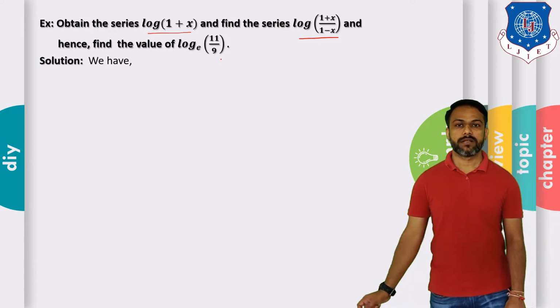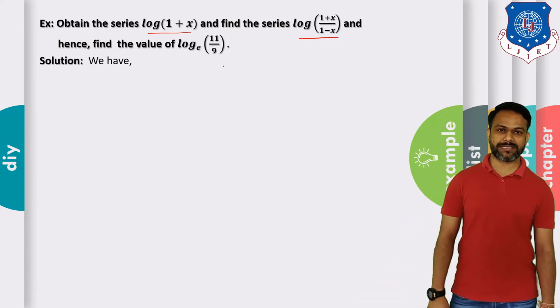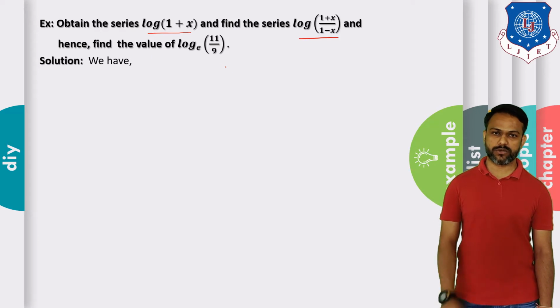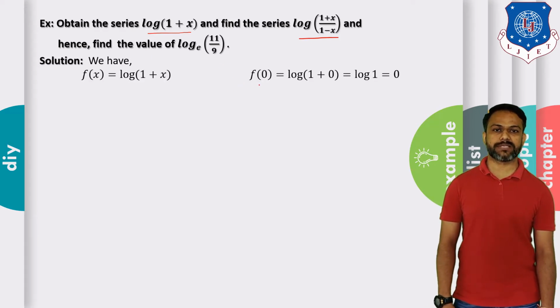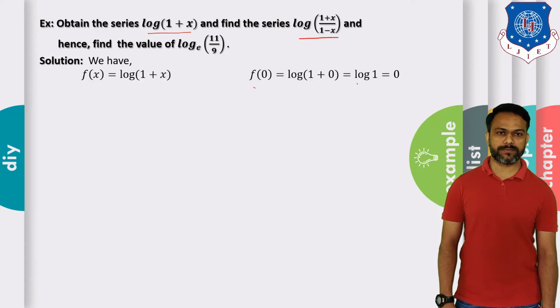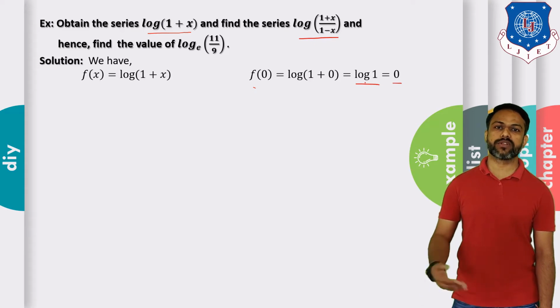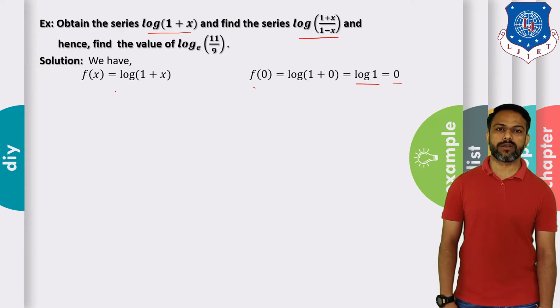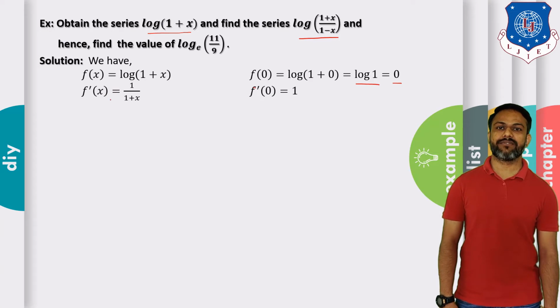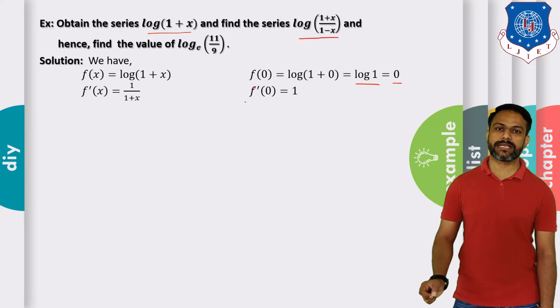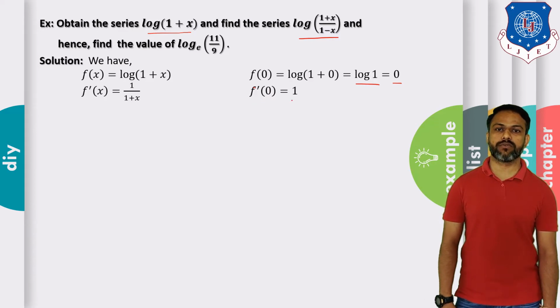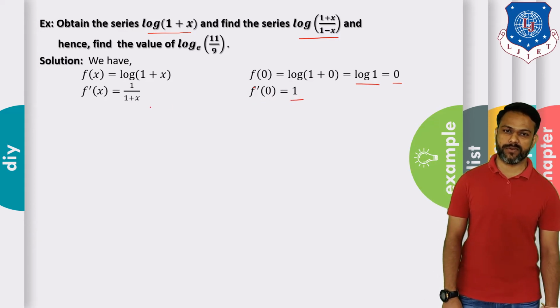We have f of x is equal to log 1 plus x. Put x is equal to 0. So log of 1 plus 0 is equal to log 1, which is 0. Now differentiation of log 1 plus x is f dash of x is equal to 1 upon 1 plus x. Put x is equal to 0. So we have 1 upon 1 plus 0, that means 1.